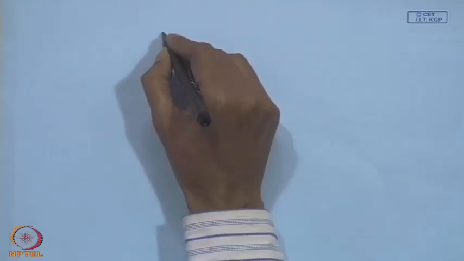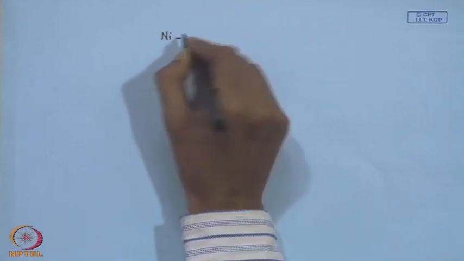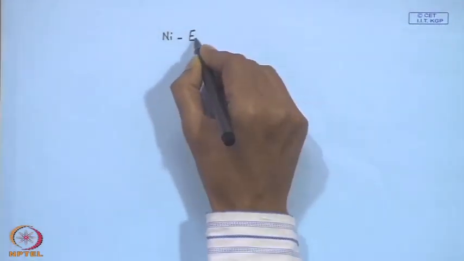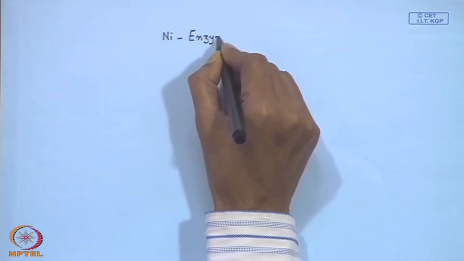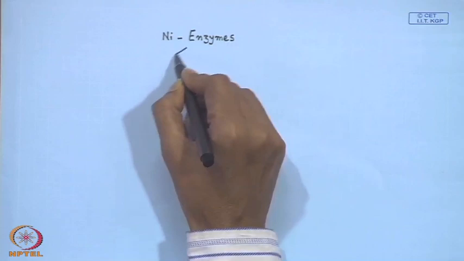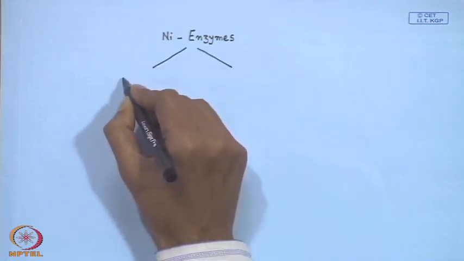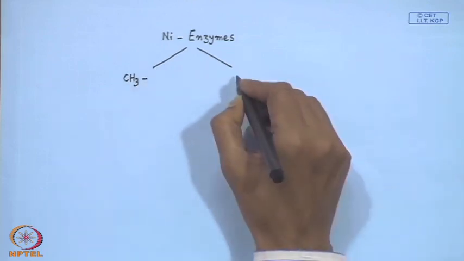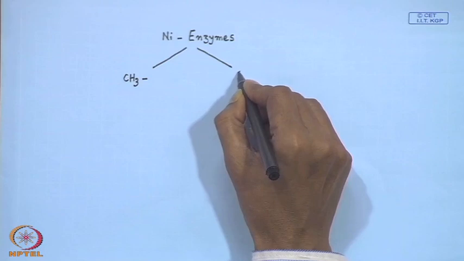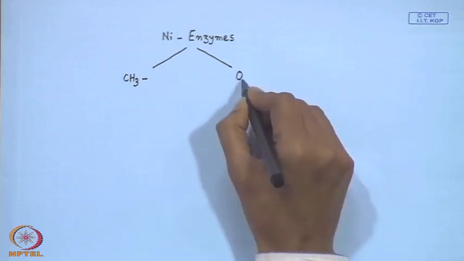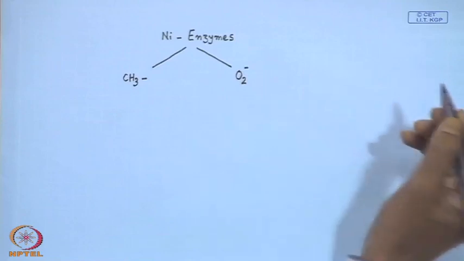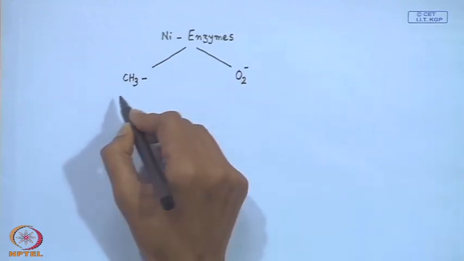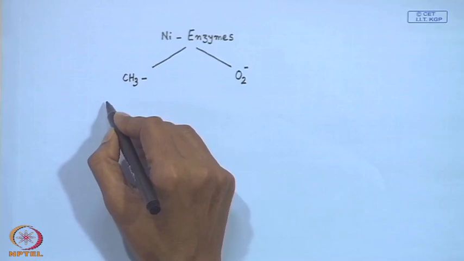So we'll try to finish today about our nickel story. So today we'll talk about some other enzymes, rather two enzymes, which will deal with the transfer of methyl group, and in another case the condition where you can tackle the superoxide. So the first is talking about the transfer of methyl group.